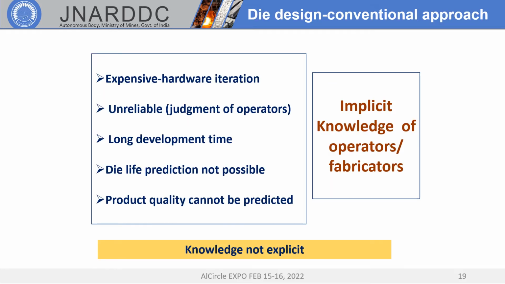This slide is talking about the die design in the conventional approach. In the conventional approach, die design is very hardware intensive, and it is very expensive and unreliable because of the judgment of operators, and it takes longer time for development. Also, the die life prediction is not possible. Product quality cannot be predicted prior to extrusion, and the implicit knowledge of operators or fabricators is important, and the knowledge is not explicit.